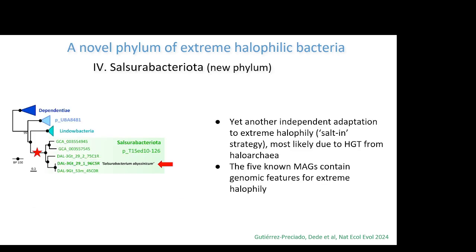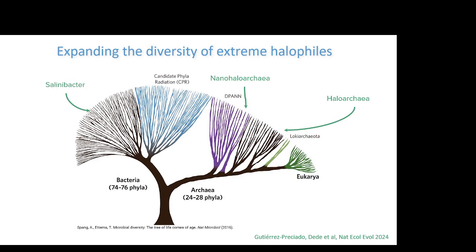We also have a new phylum of bacteria that we named the Satsura bacteriota. There were only 2 MAGs in the GTDB, so we are contributing 3 more MAGs. The thing that I find super interesting here is that they have probably adapted to this extreme halophily due to horizontal gene transfer from archaea. So I started my talk telling you that we have 3 main lineages of microorganisms that have adapted to hypersaline environments, which were the Salinibacter, the Haloarchaea, and the Nanoarchaea. But here we're expanding to 2 more lineages, the Halobacteria Marchiota and the Satsura bacteriota.